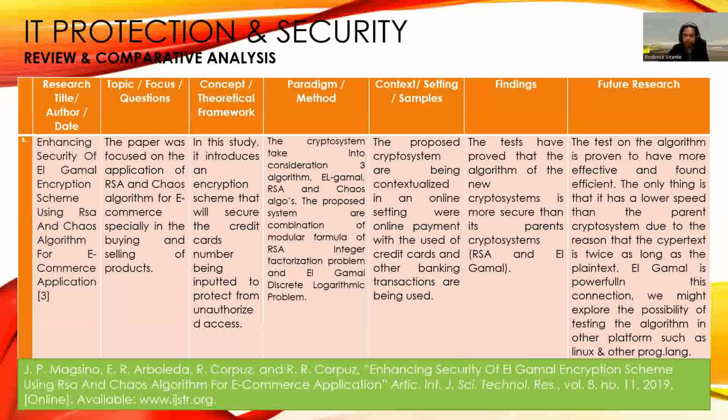The only thing is that it is slower in speed than the parent crypto system due to the reason that the ciphertext is twice as long as the plain text. So yung crypto system kasi natin na Elgamal, yung ciphertext nun doble dun sa plain text natin. So Elgamal is powerful in this connection. Mas malakas siyang crypto system, no? But we might explore the possibility of testing the algorithm in other platforms, such as Linux and other programming languages.